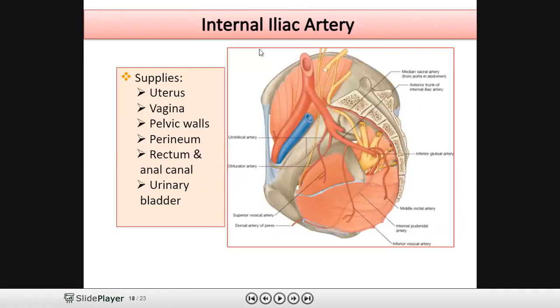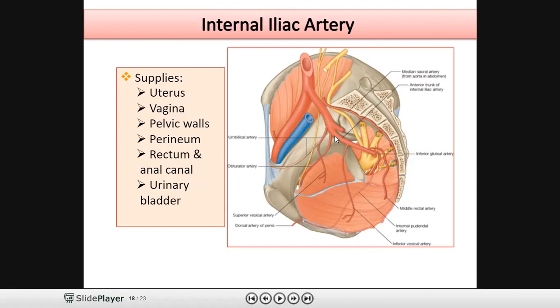Good. So let's look at the internal iliac artery and its branches, or the organs that it supplies. The internal iliac artery, as we know, is a branch of the common iliac artery. Now, this internal iliac artery has different branches. We already said it will supply the pelvic region, and here you find all the organs of the pelvic region: the uterus, the vagina, the pelvic walls, the perineum, the rectum, and the anal canal, and the urinary bladder. So here you will find some of the branches of the internal iliac artery. Let's start from this one.